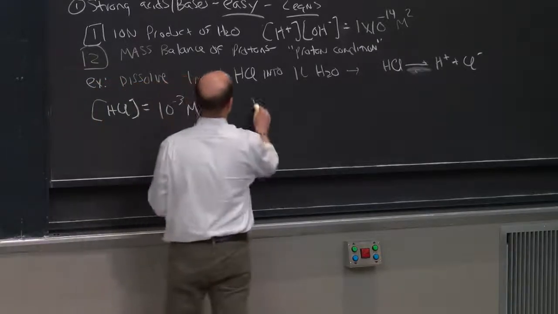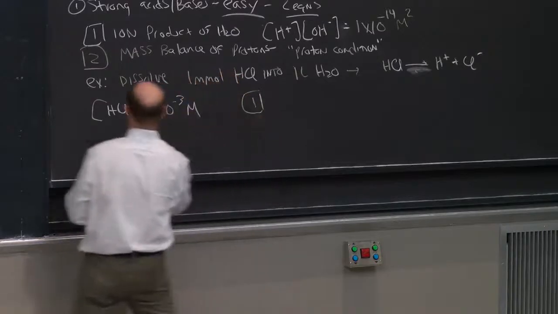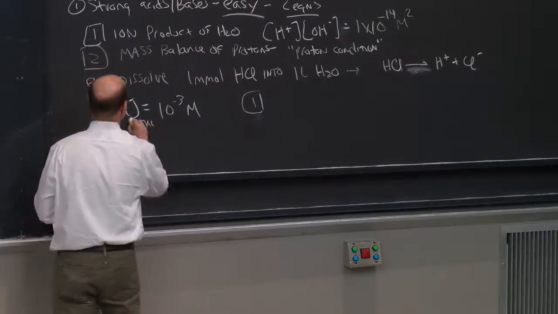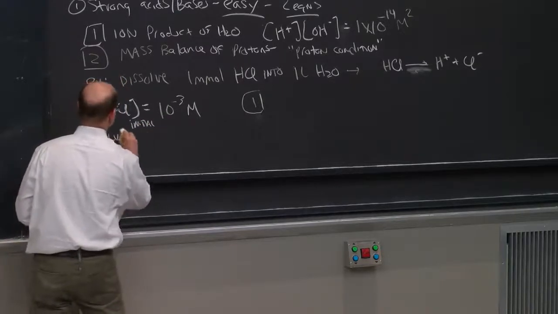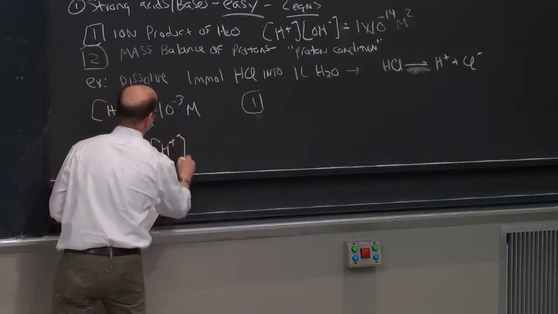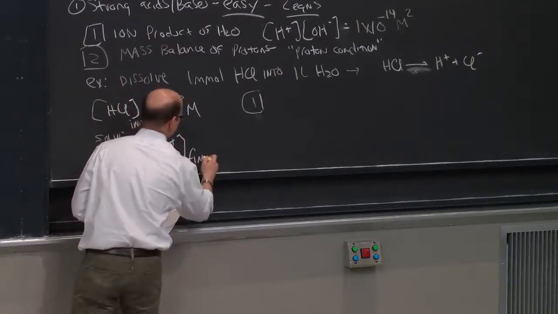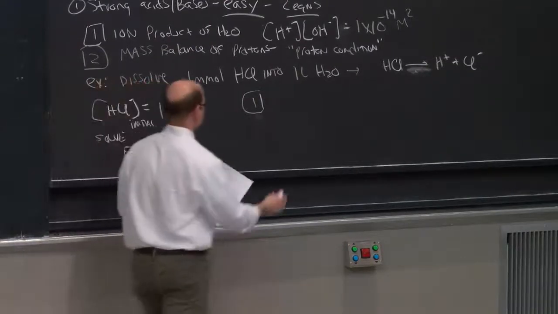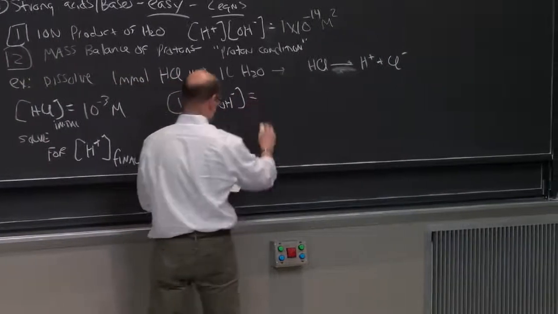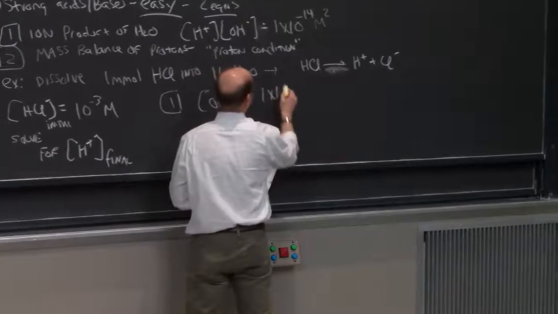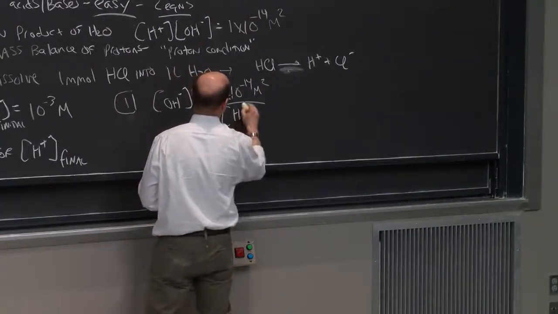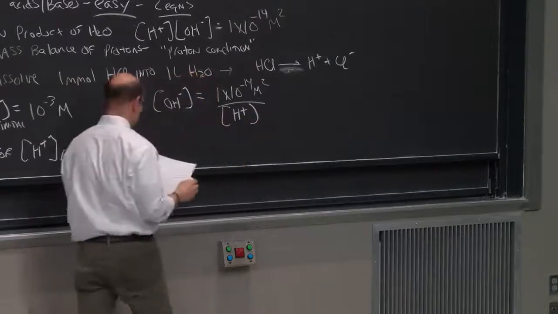First, we take equation 1. So what we're going to do here is this is our initial state. And we want to solve for the concentration of protons in the final state. So let's just use our two equations. We know, first off, that the concentration of OH minus is simply equal to 1 times 10 to the minus 14 molar squared divided by the concentration of protons. That's our first equation. Okay?